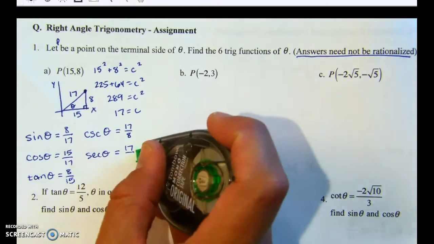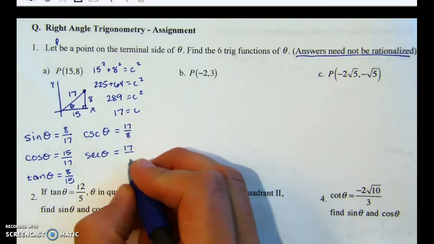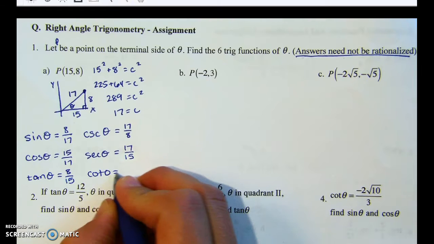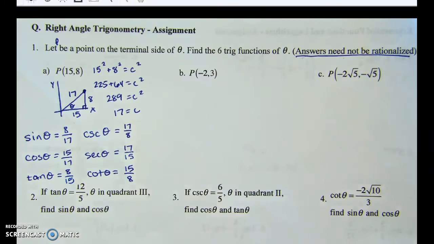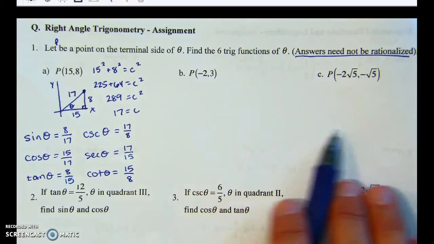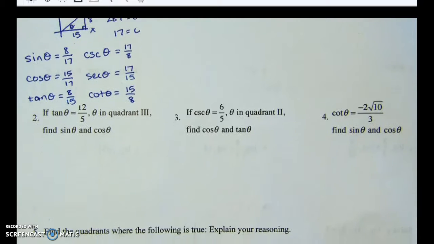Secant. Did I get that right? Oh, silly. Yes, I had it right. Okay, cotangent. Sometimes I have trouble focusing. Everyone okay? Do we agree? So we're going to do the same thing here and here. I bet the numbers will be uglier than here. So have fun with that. We're going to go on.